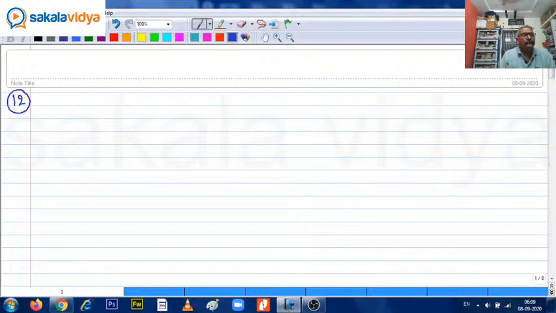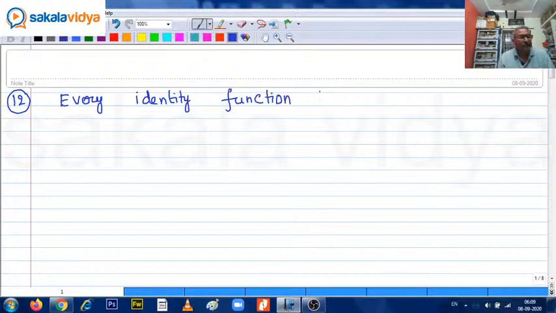Twelfth one. Every identity function is continuous on the real number system, on R. Next, 13th point.